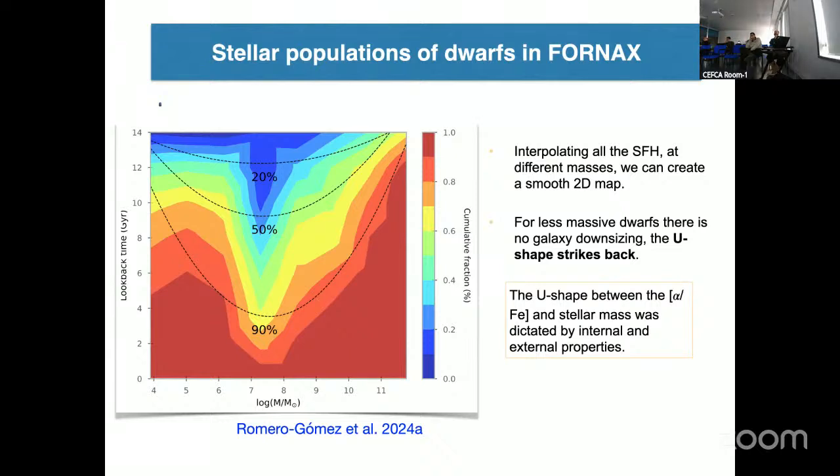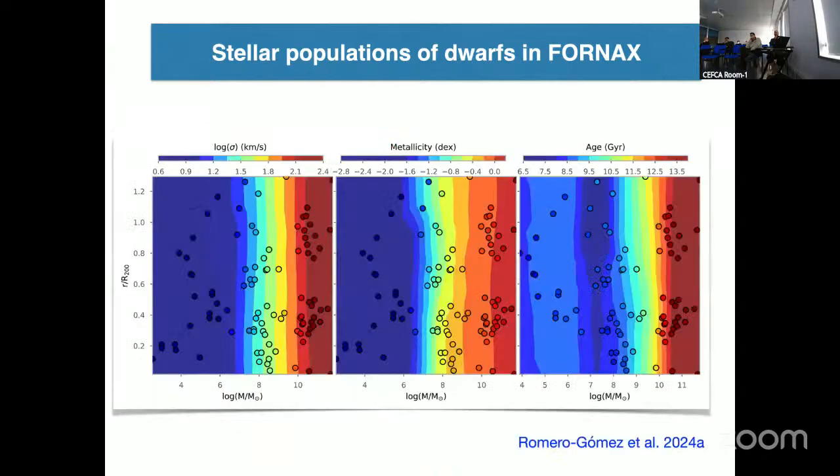But this U shape is very pronounced up to 10 to the 7, 10 to the 8, and then it's going up for the local group galaxies, and it's going up for the very, very massive galaxies. Okay? In this picture, for example, I show you the mass of the galaxies as a function of the position in the cluster. In color, velocity dispersion, metallicity, and age.